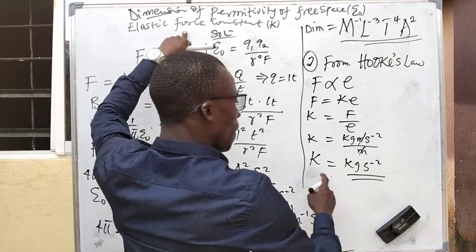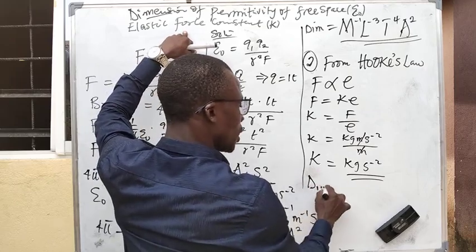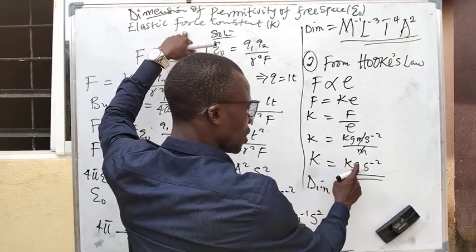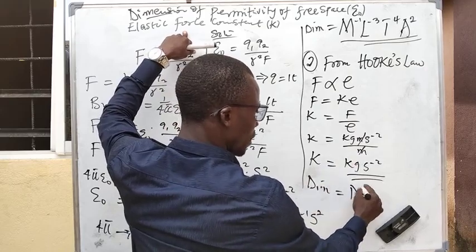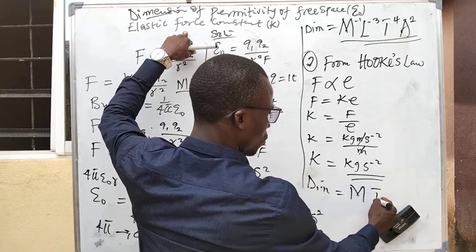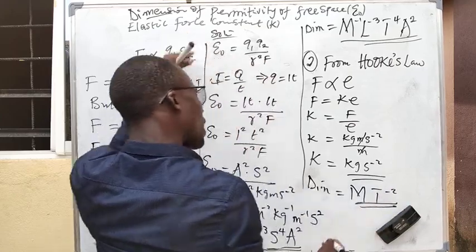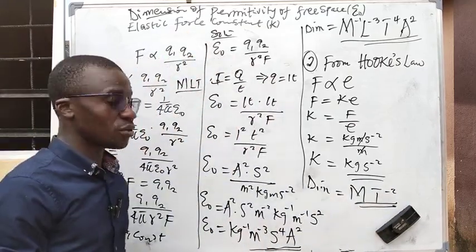Elastic force constant. Now, what will be the dimension? The dimension will be equal to, what is the dimension of this? Which is capital M. What is this? T raised to power minus 2. Okay, so that's it. That's actually how simple it is.